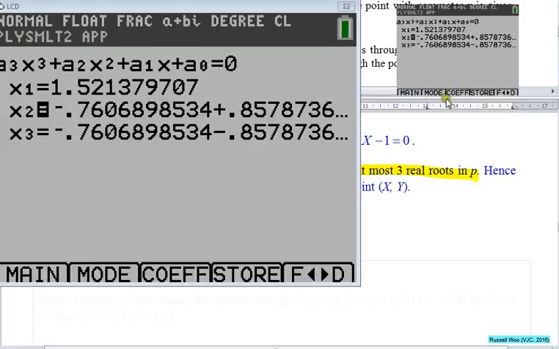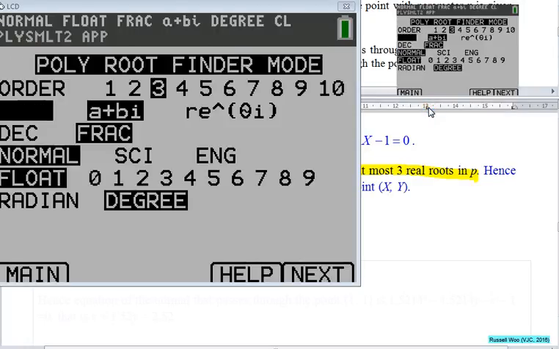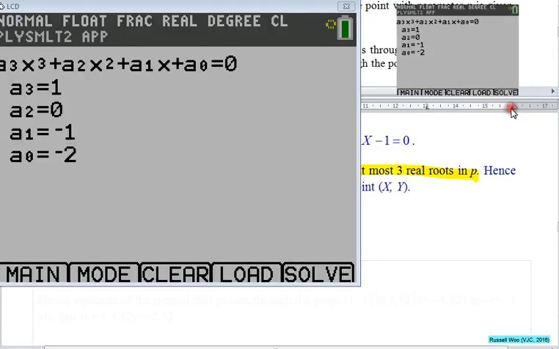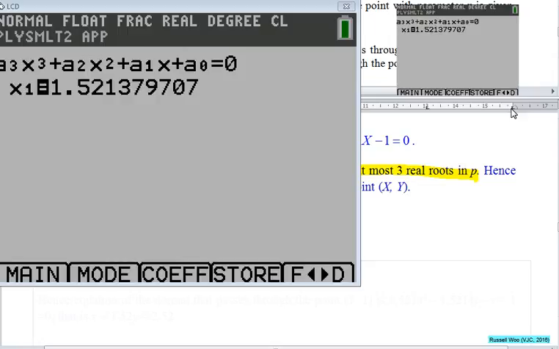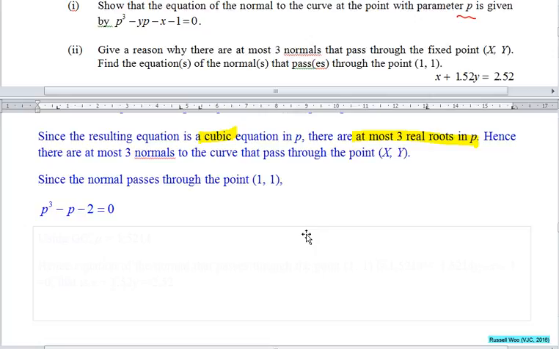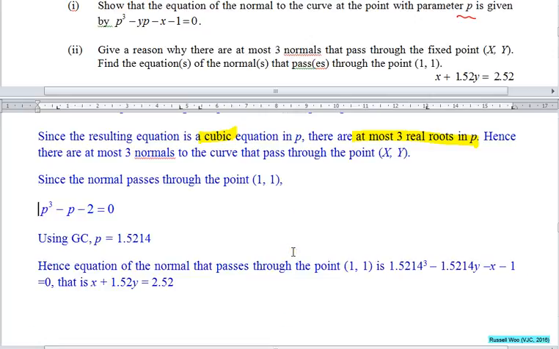So, actually, I deliberately did it. Actually, when you choose real like that, you will not get anything. You only get this. So, answer is very simple. 1.52. Done.